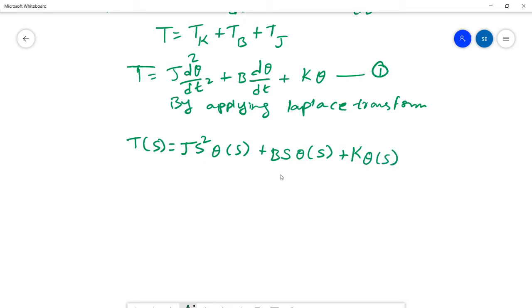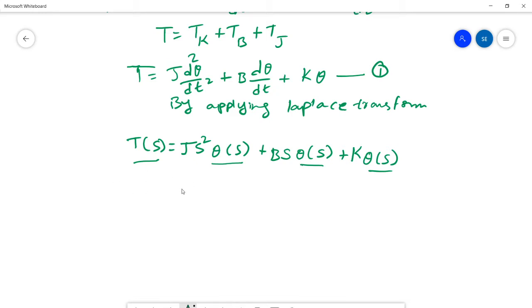So how do we get a mathematical model? For the mathematical model, we need to show the ratio of output to input. So what is the input here? Input is the angular displacement, theta of s. Theta of s is the displacement and T of s is the actual torque. So displacement to torque will give you the mathematical model of the rotational system.